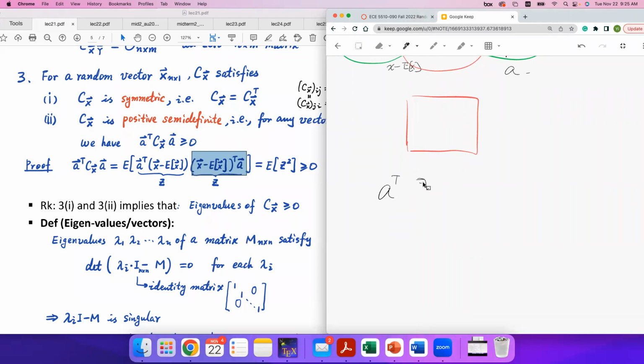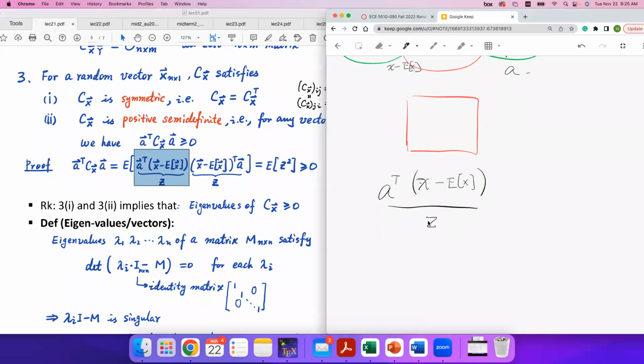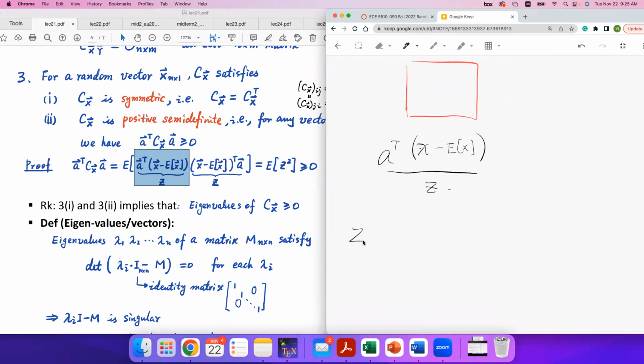Okay, so this is, to be more specific, the first product. We call this Z. So to get the second product, we look at Z transpose.